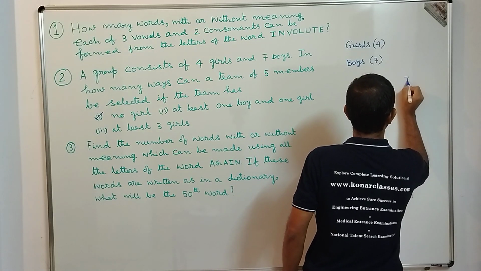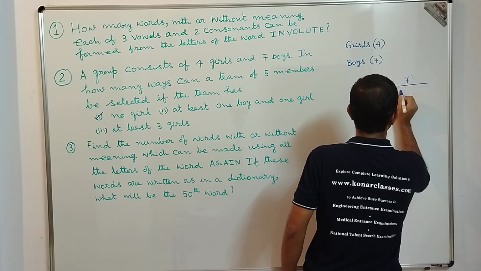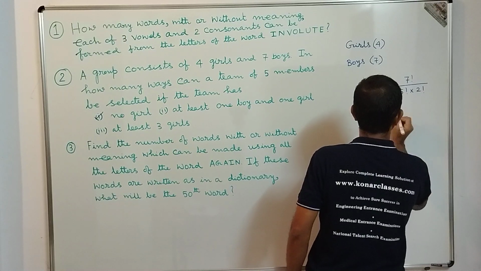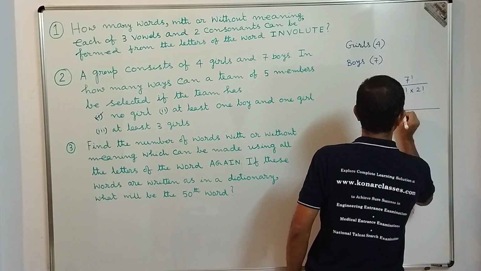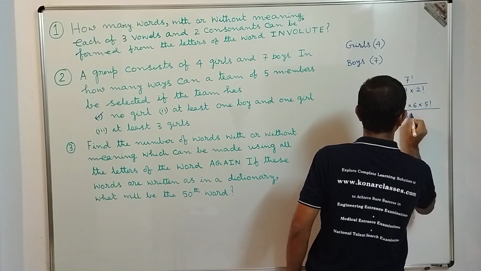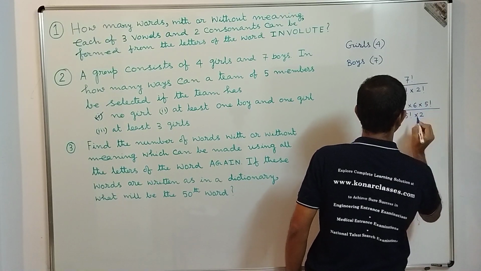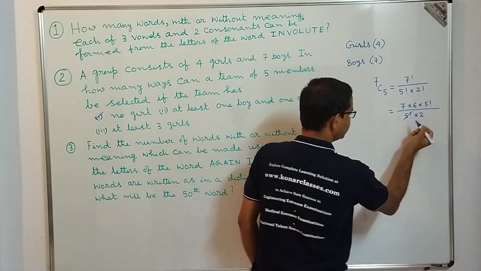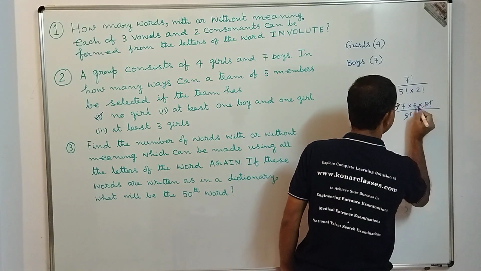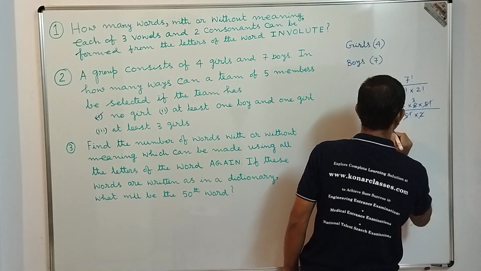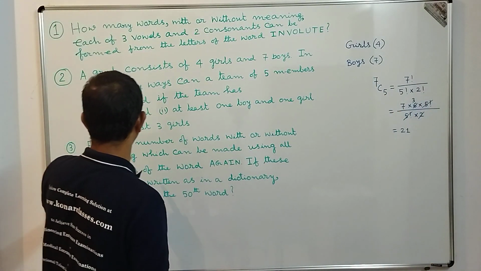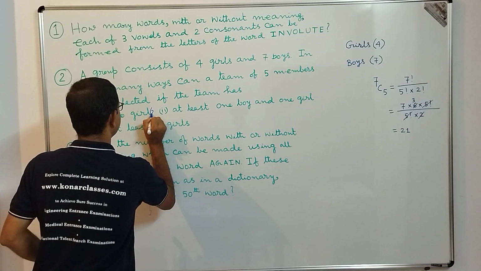That is equal to factorial 7 divided by factorial 5 into factorial 2. That becomes 7 into 6 into 5 factorial divided by 5 factorial into 2. So 5 factorial, 2 factorial means 2. So 5 factorial got cancelled, and these 6 and 2 get cancelled. Here it is 3. So we get 21. So the answer to the first part of the question is 21.